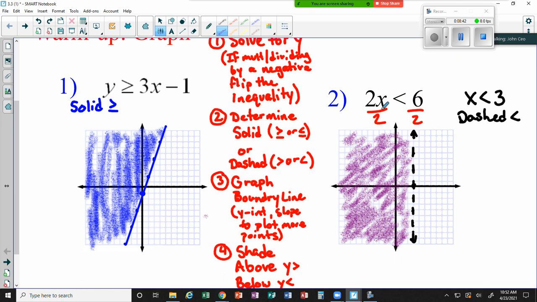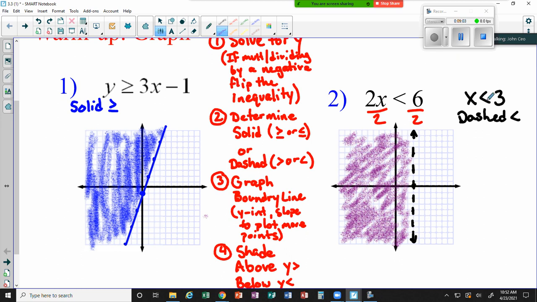This one, there was no y, so I solved for x. It's dashed because it's less than. There's no equal to. Okay? Drew my boundary line in. If it's just x equals, I go to where x is that number, and I go straight up and down. X is 3 here, so I went up and down. I drew the dashed line in.